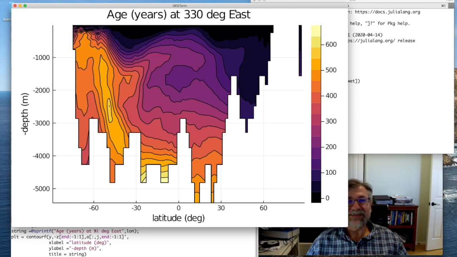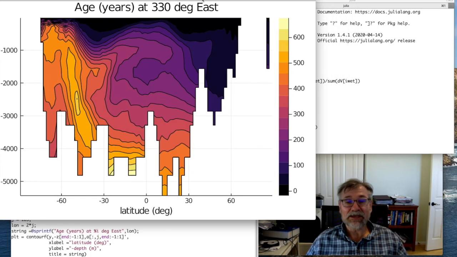All right, so that is how we compute the age in Julia.